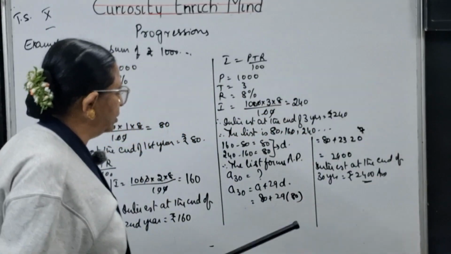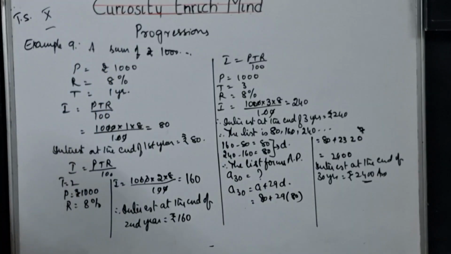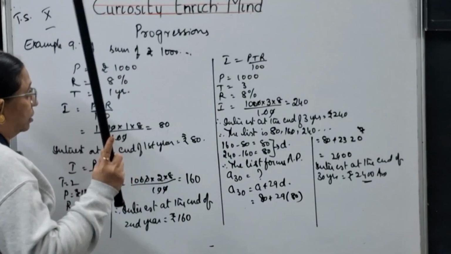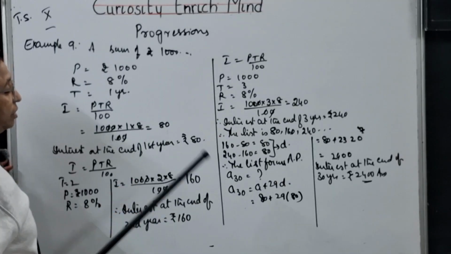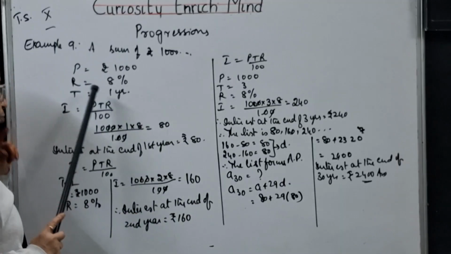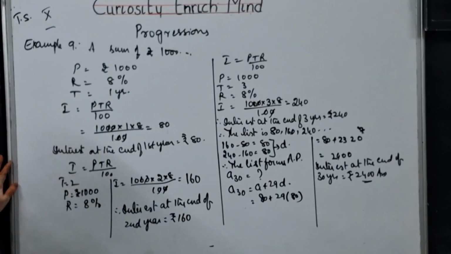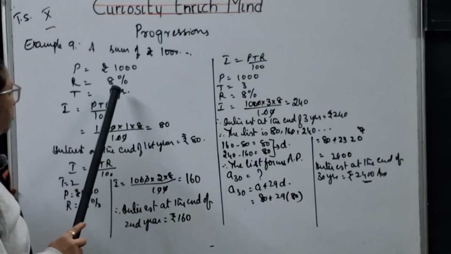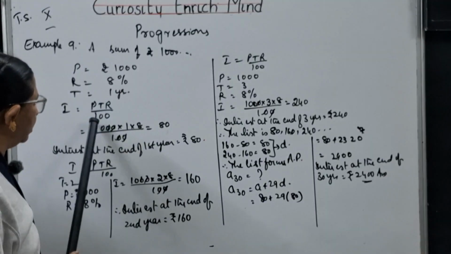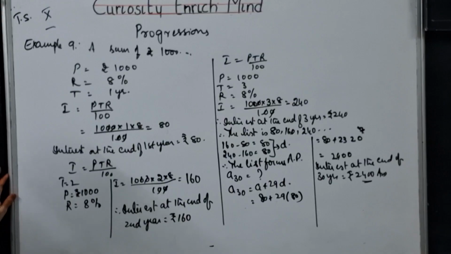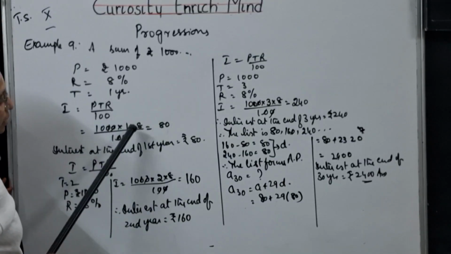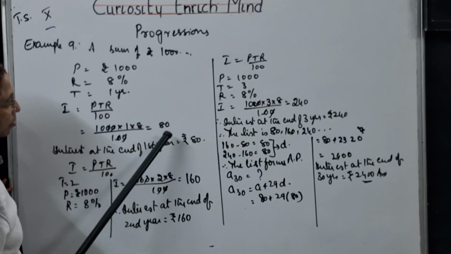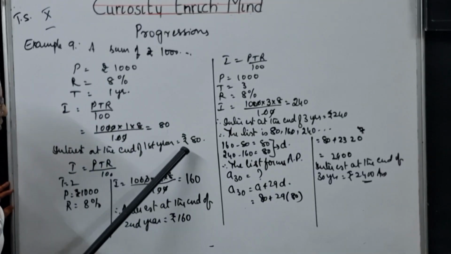So let me explain it once again. What is the problem given? A person has invested 1000 rupees in simple interest with 8% rate. Now the question is, every year what is the interest you have to find out, and if the interest is in AP, find out what is the interest after the 30th year. So let me find out first for the first year. PTR by 100, T is 1, P is 1000 and R is 8%. So PTR by 100, I have got 80. That means interest at the end of first year is 80.